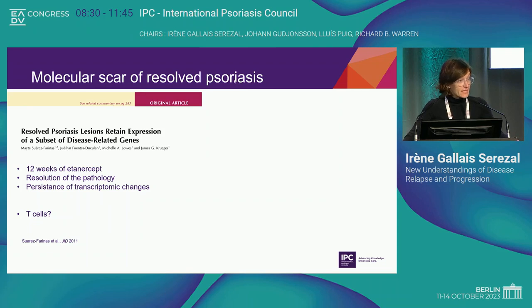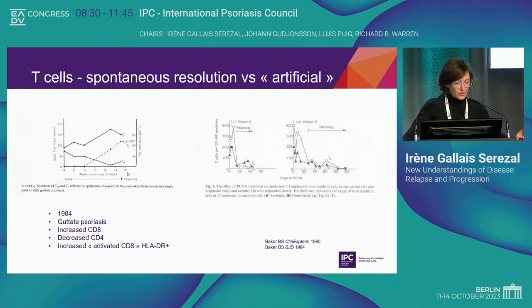There have been many studies, especially since the transcriptomic era, showing that resolved psoriasis retains expression of disease-related genes. That's one example. After 3 months of TNF blockers, you have a total resolution of the pathology, but you have a persistence of transcriptomic changes. Then I'm going to pass on that because I think we'll be a bit short. But I wanted to show you these, not new papers at all, from 40 years ago, because it's difficult when we talk about resolution and remission.